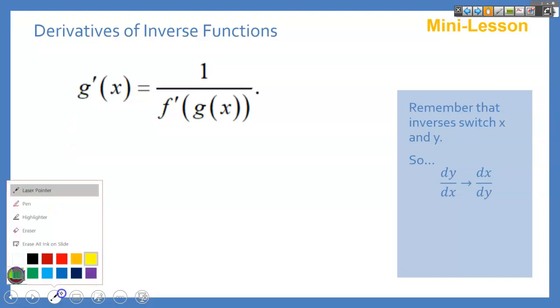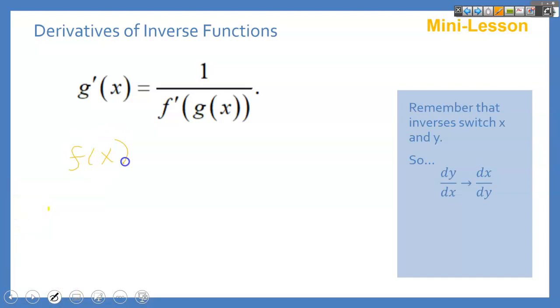So if f of x is equal to the point (x, y), then g of x is equal to the point (y, x). So then if you're looking for g prime of x, it's really like dx dy, or g prime of y. So if the slope of f of x is equal to dy dx, then the slope of g prime of y would be equal to dx dy.